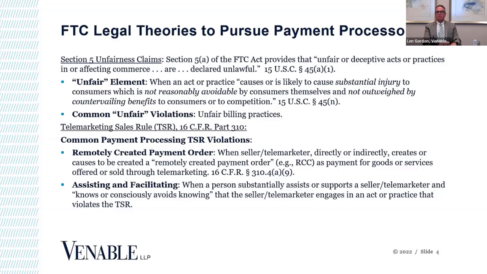And there's also a provision there that provides that when a person substantially assists or supports a telemarketer and knows or consciously avoids knowing that the seller or telemarketer engages in an act or practice that violates the TSR, here that would typically be making deceptive claims in telemarketing. The FTC will use that provision of the telemarketing sales rule to go after the processor frequently.